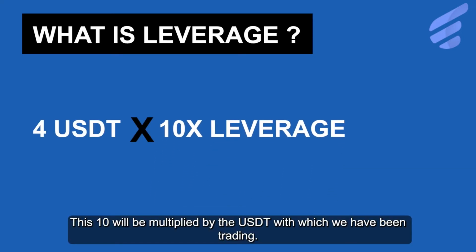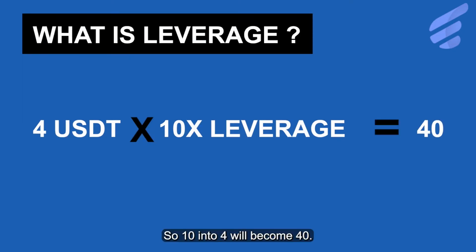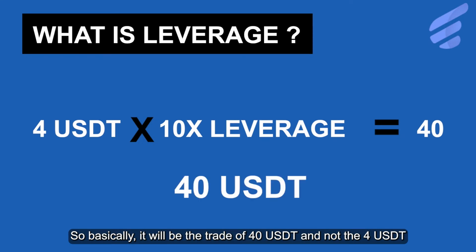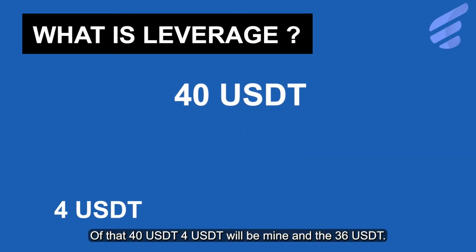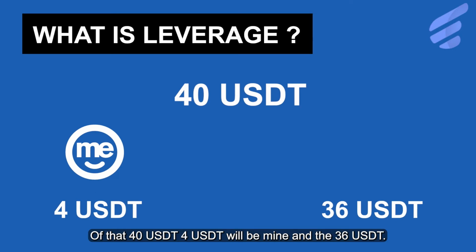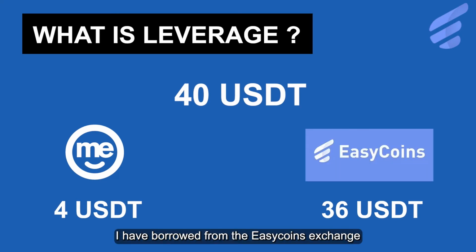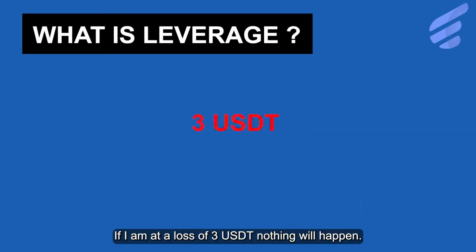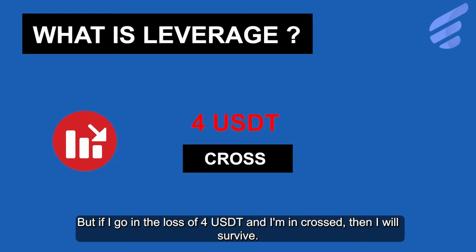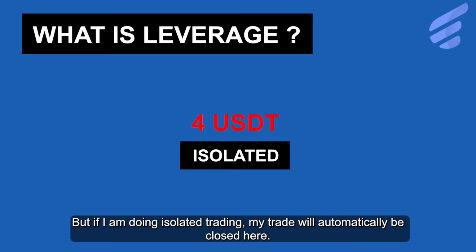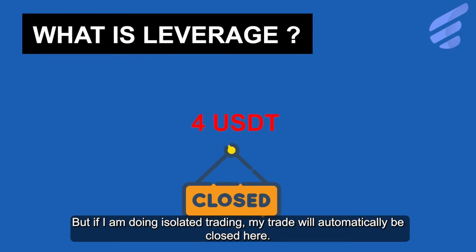This 10 will be multiplied by the USDT with which we have been trading, so 10 times 4 will become 40. So basically, it will be a trade of 40 USDT and not 4 USDT. Of that 40 USDT, 4 USDT will be mine, and the 36 USDT I have borrowed from the EasyCoins exchange in case I go in loss. If I am at a loss of 3 USDT, nothing will happen. But if I go in the loss of 4 USDT and I am in cross, then I will survive.